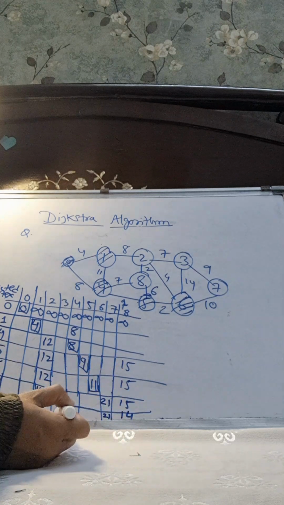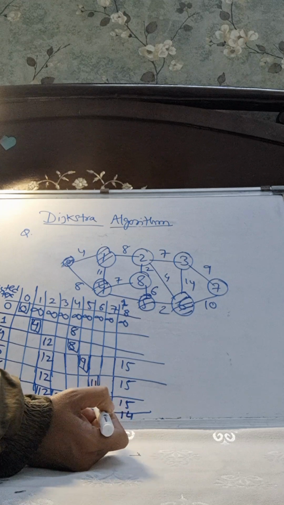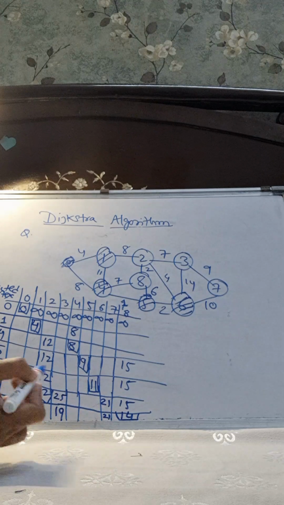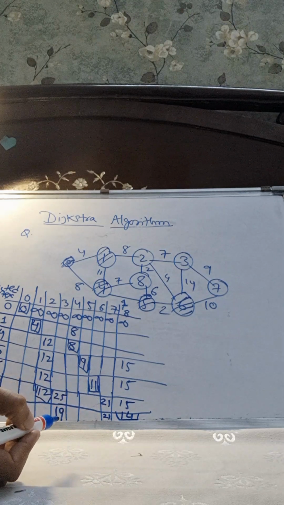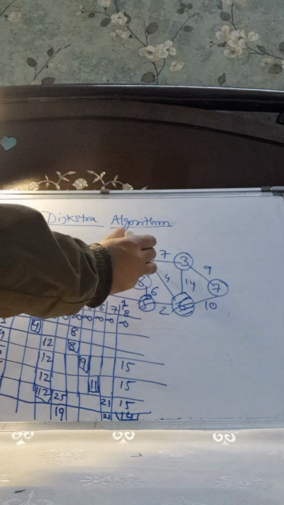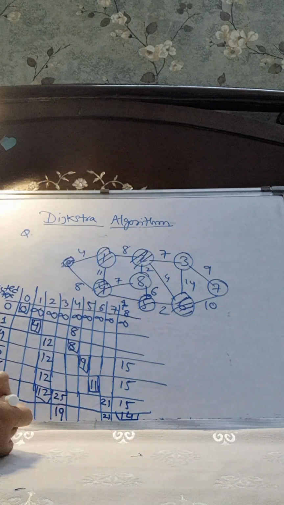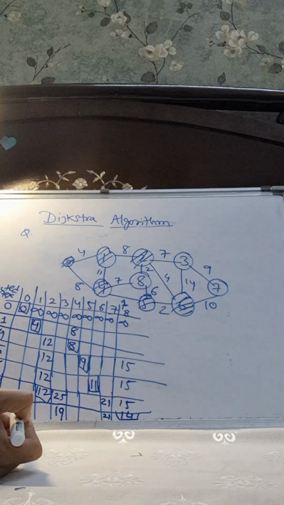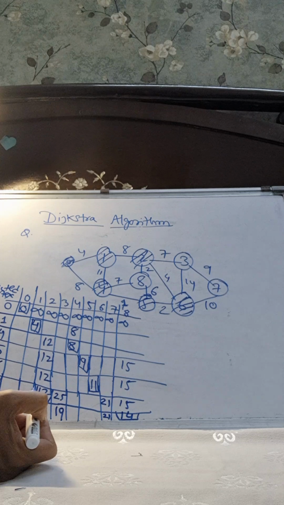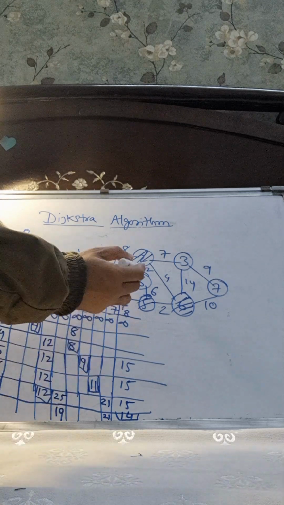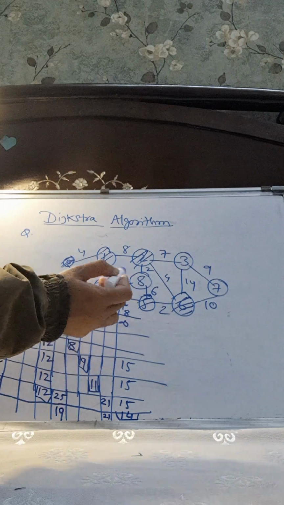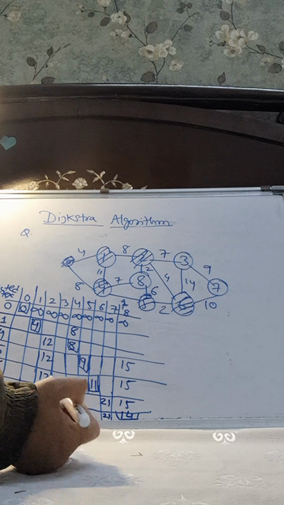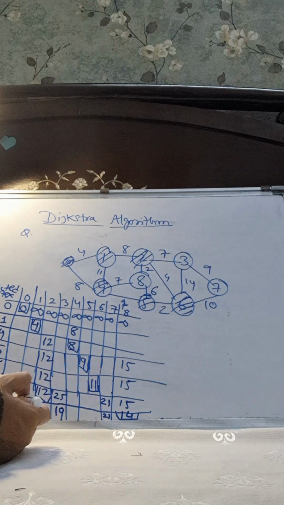Out of these three, 19, 21 and 14, which one is less? The less cost is vertex number 8. So we will select vertex number 8. After visiting 2, our new vertex selected is 8. Till now, reaching 8 is costing us 14. From 8 where can we go? We cannot go anywhere, because 2 has already been visited, 4 has already been visited, and 5 has already been visited. So no more updations we can do for this particular vertex.